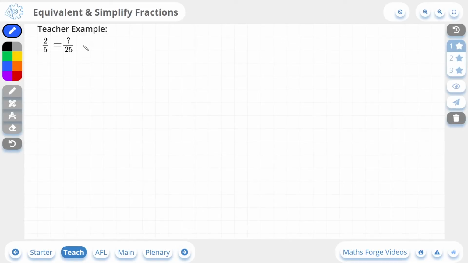Today we're going to be doing equivalent and simplifying fractions. So for the first example here, we have 2 over 5 is equal to something over 25. And the way you answer these questions is you have to find the multiplier to get from 5 to 25. So the two denominators that you can see, you have to find the multiplier that goes from the smaller one to the larger one. So I'm just going to write it out here.